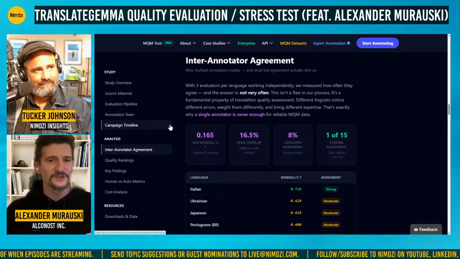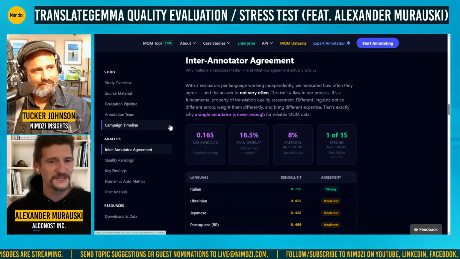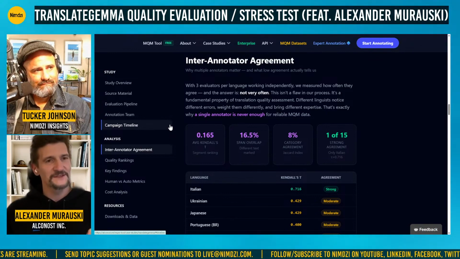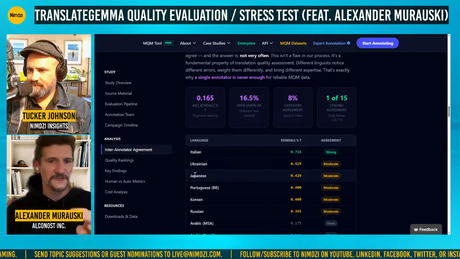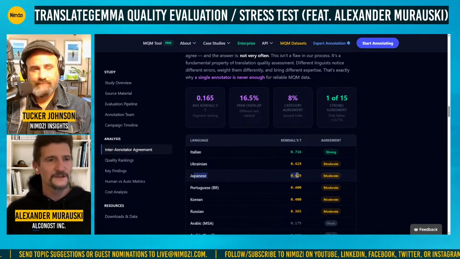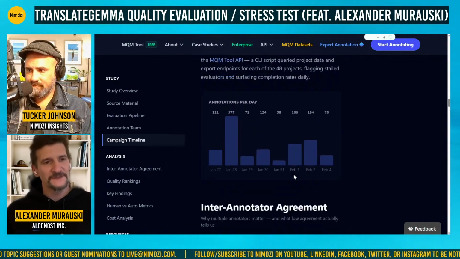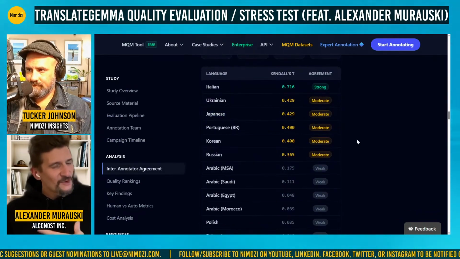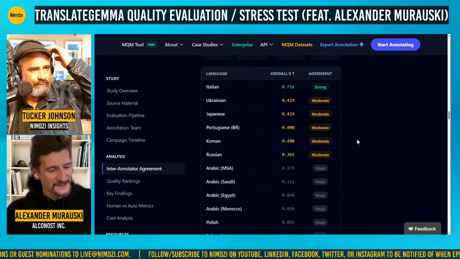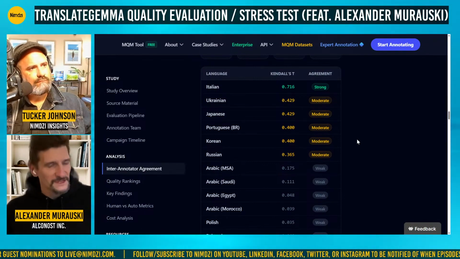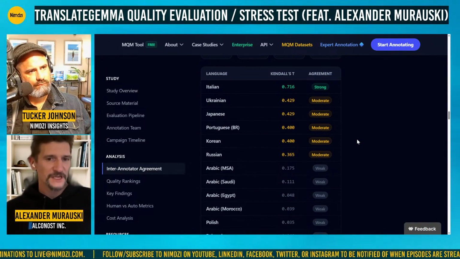Anyway, it's interesting that it depends on the language. I think it's somehow connected with the structure of the language. To take Japanese, for example, 0.4 is quite a high agreement. It's moderate, so they more or less agree, and this is because the Japanese language is more standardized regarding the word order and the structures of the language. So if the language has structure, they agree.